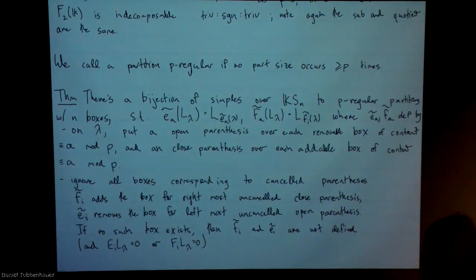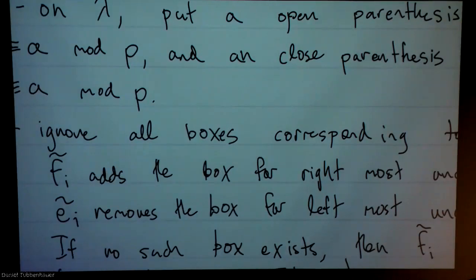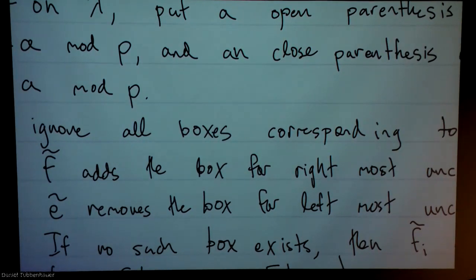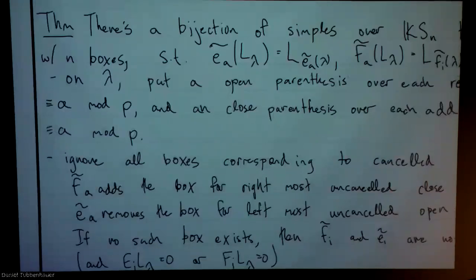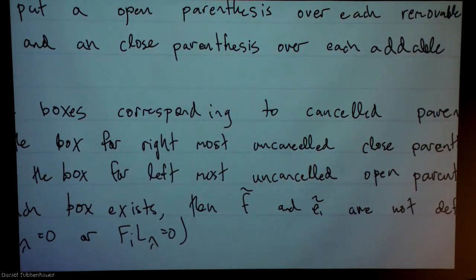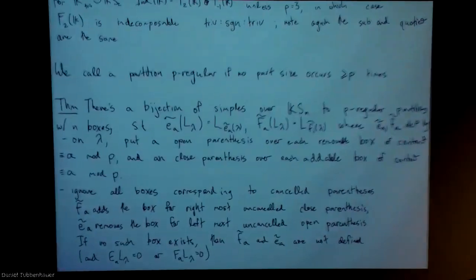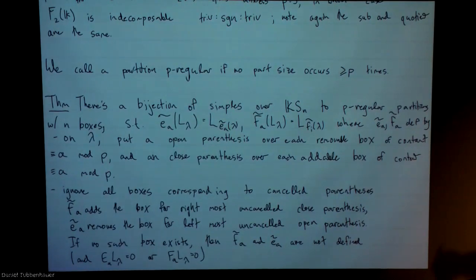And similarly, EA. I had to switch from I to A, sorry about that. What EA does is it removes the box for the leftmost uncanceled parenthesis. Sorry, I just had this compulsion the whole time I was doing my notes to switch from A to I, which maybe I should have just given into. And I think I did at some point, which just made things worse.